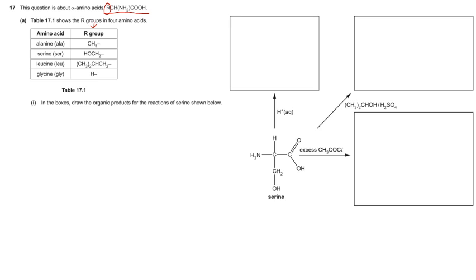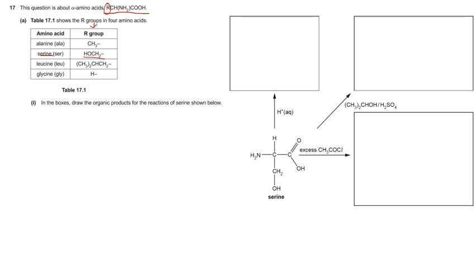Okay, moving on to question 17. We've got a question about amino acids. We've got the general formula of an amino acid here with our R group, and we've got different R groups and different amino acids in this table. Okay, so the first part of the question is, in the boxes, draw the organic products for the reactions of serine. Okay, so we can see this is serine here. We've got our OHCH2 group here, and we can see that in serine in the question.